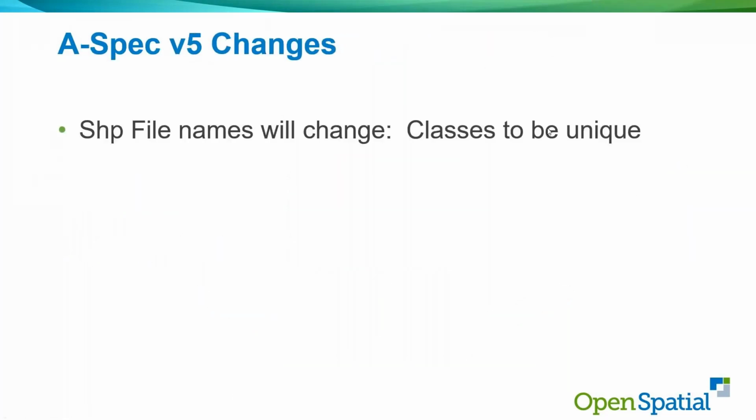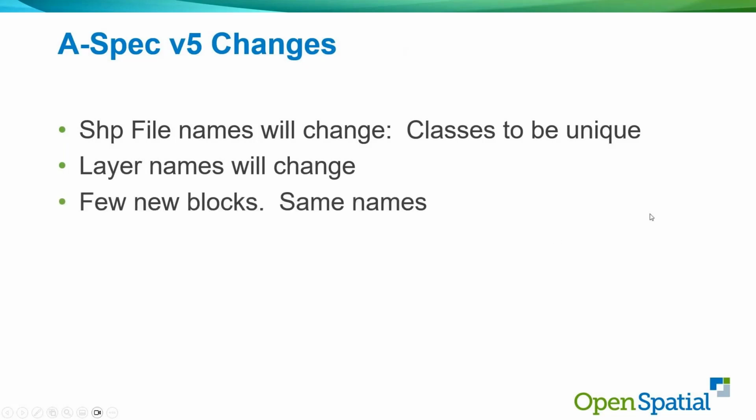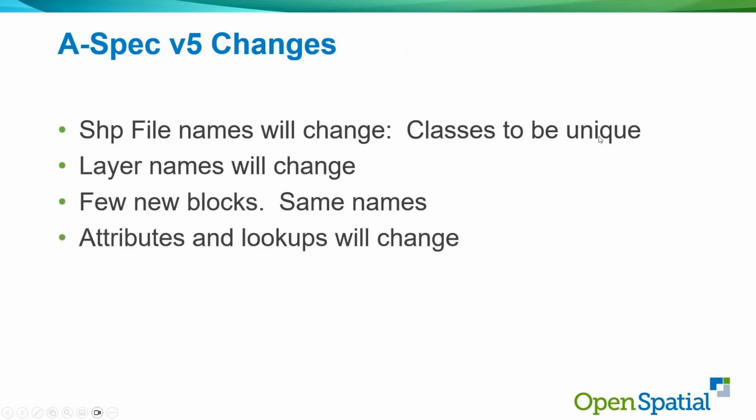With the new version of A-SPEC that's coming out, some of the shapefile names will change so that the classes are unique. There have been a few changes around that, and some of the layer names will change because of it. There will be a few new blocks, but the block names in general will stay the same. There are a few new attributes and lookup tables, a few that were removed and a few additional ones. There's also an updated menu that you can work with, and we will make those available as soon as the organization takes on the new standard.